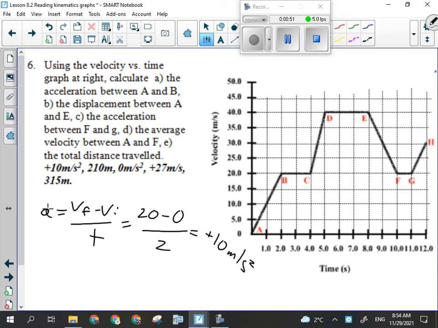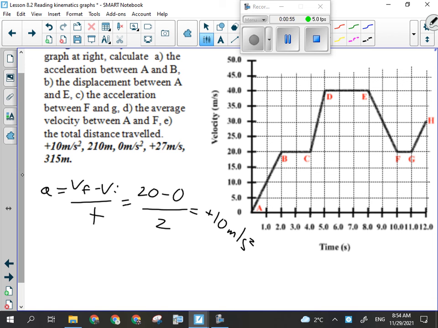Okay, and then the total displacement between A and E. How many people have done the total displacement? So if I want to find the total displacement between A and E, I've got to find average velocity times time for each section of the graph. For this first 2-second section, it's going to look like this. It's going to be that triangle.